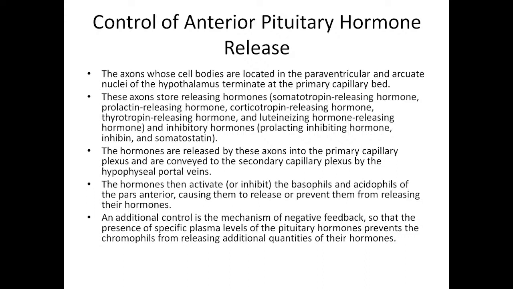The hormones are released by these axons into the primary capillary plexus and are conveyed to the secondary capillary plexus by the hypophyseal portal veins. The hormones then activate or inhibit the basophils and acidophils of the pars anterior, causing them to release or preventing them from releasing their hormones. An additional control is the mechanism of negative feedback, so that the presence of specific plasma levels of the pituitary hormones prevents the chromophils from releasing additional quantities of their hormones.